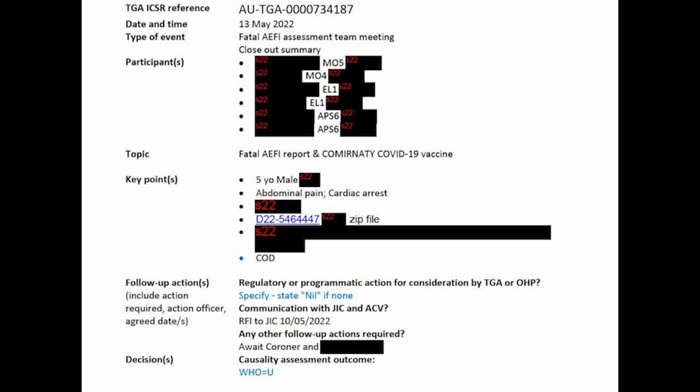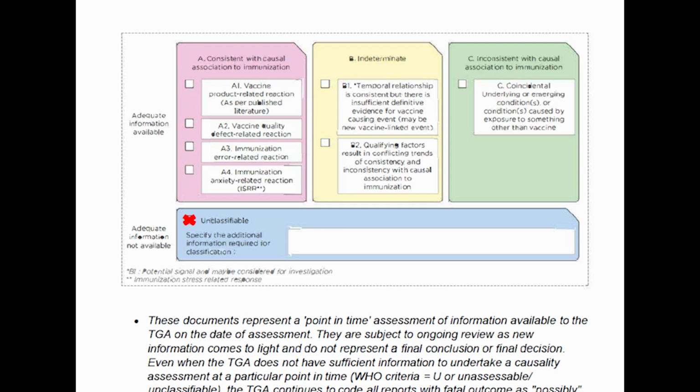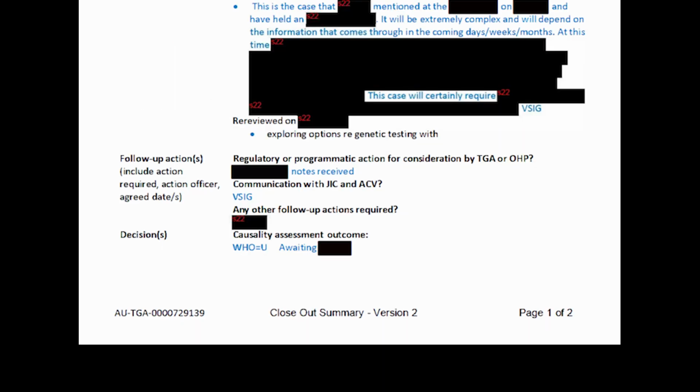WHO equals U. And we can compare this to the fatal AEFI meeting minutes for Natalie, a 21-year-old female whose death after Moderna vaccine is acknowledged by the TGA. And in this date-redacted meeting minute, the cross is marked on the algorithm as unclassifiable. The assessment is WHO equals U, and a referral to VSIG was made.